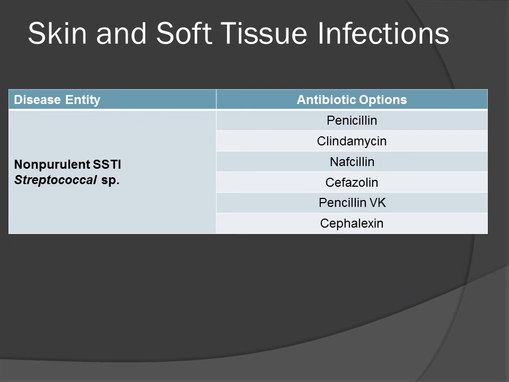If it's non-purulent, so if there's no goop and you think it's a strep species, your options are penicillins, Clinda, nafcillin, Ancef, penicillin VK, and cephalexin.